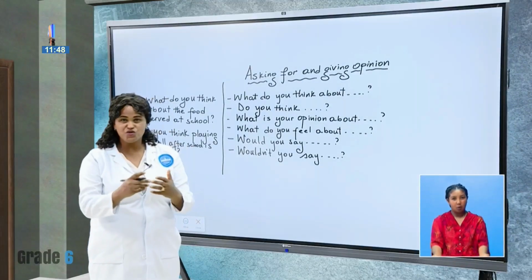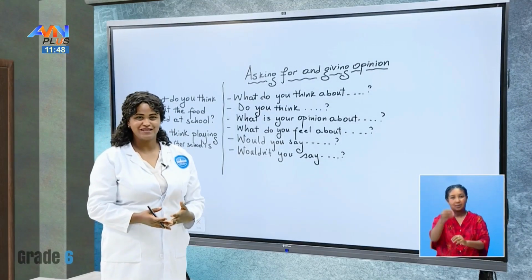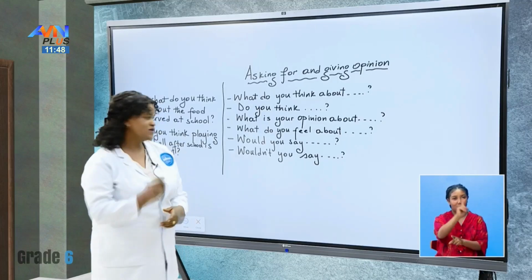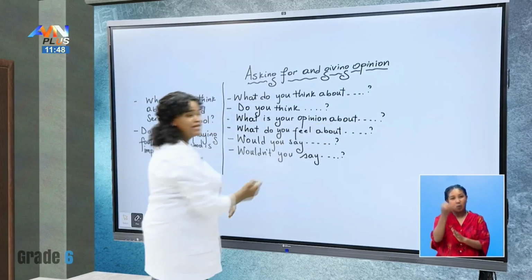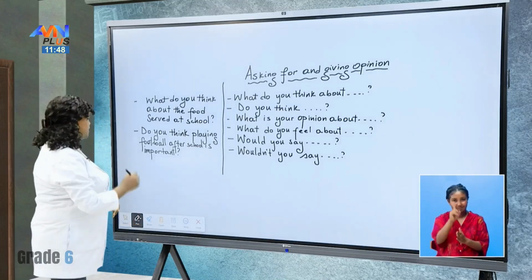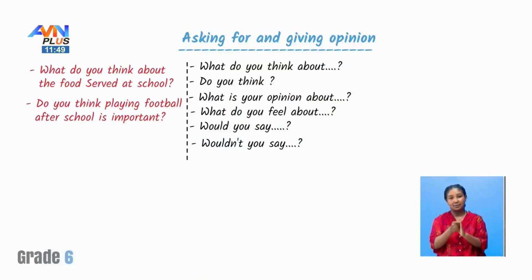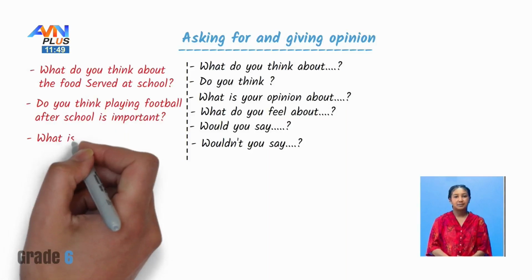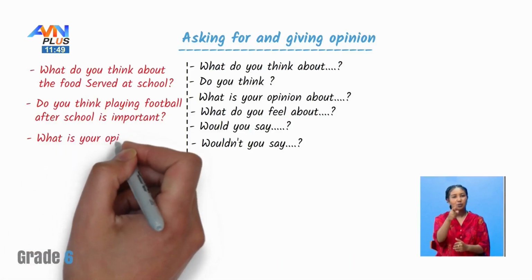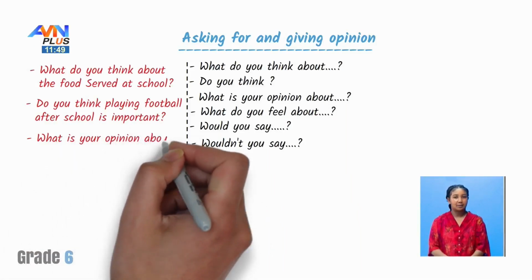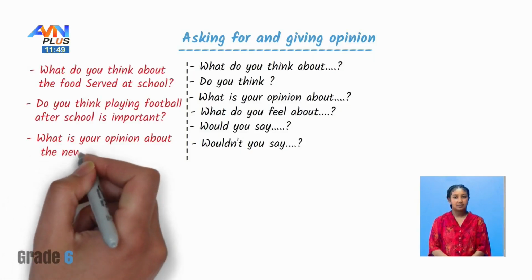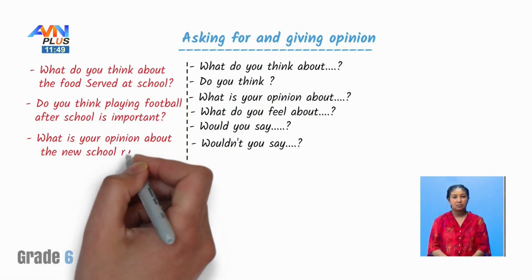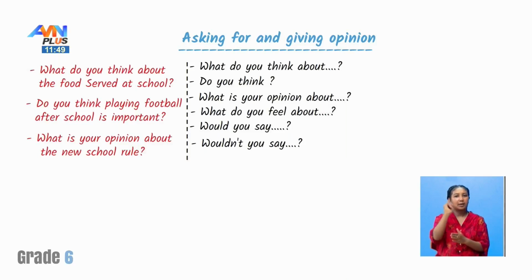Now, let's go to the third way of asking an opinion. This one is a direct question, right? Look at it. What is your opinion about? Let's ask an opinion about some issue. For example, what is your opinion about the new school rule? The new school rule.